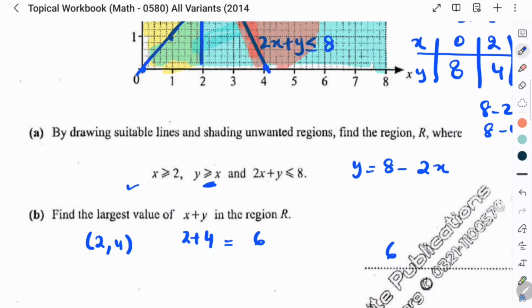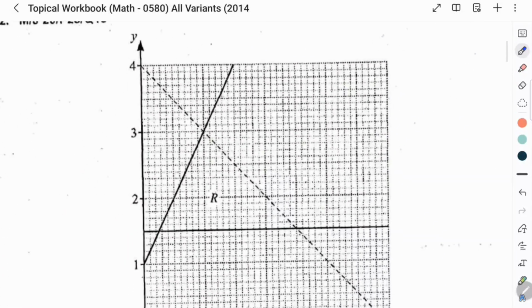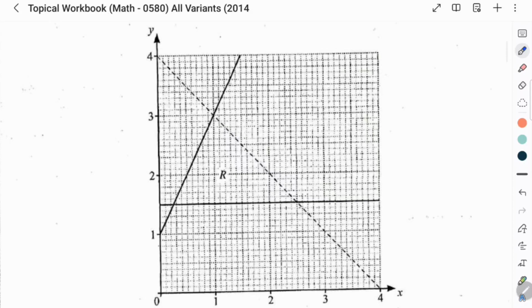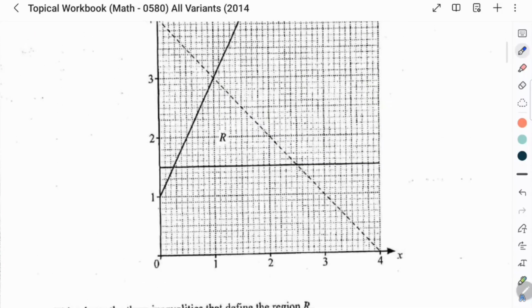Alright, so the next question is May-June 2020 paper 2-3, question number 13. Three lines are already drawn. Write down the 3 inequalities that define the region. Your region is in between. It means that this is your region. Okay, you have to give the inequalities and equations also.